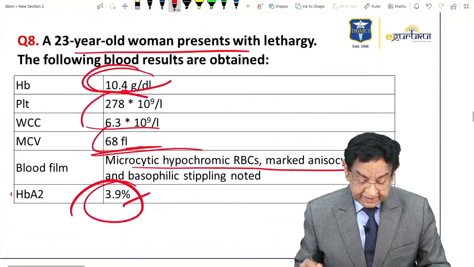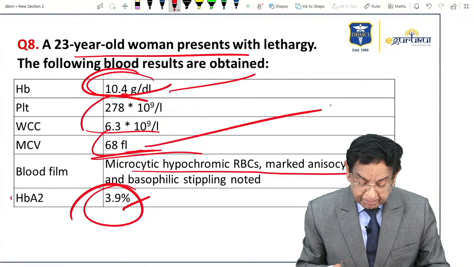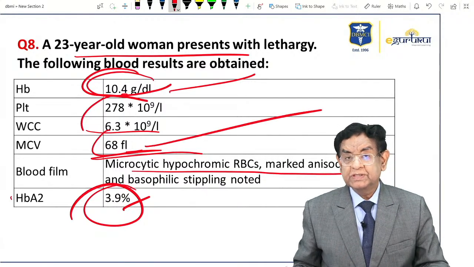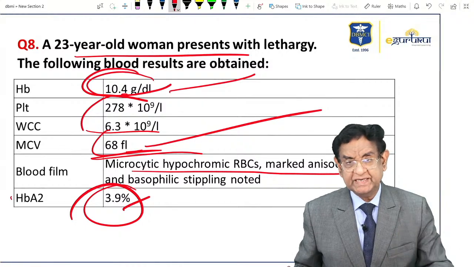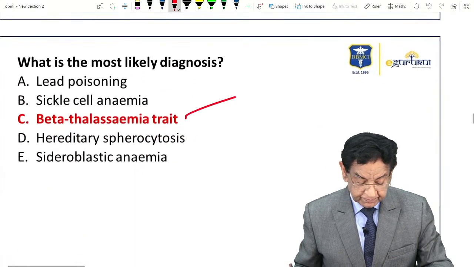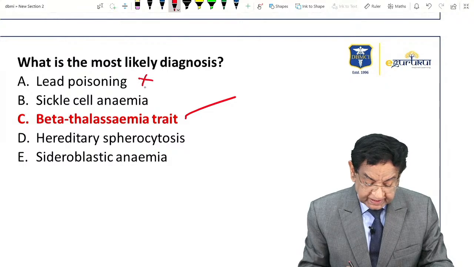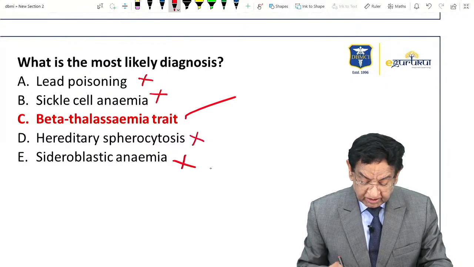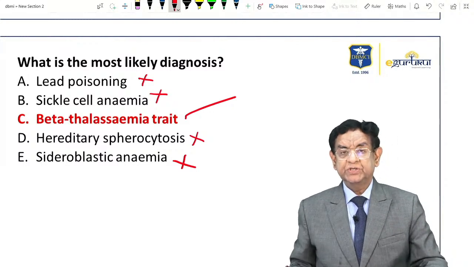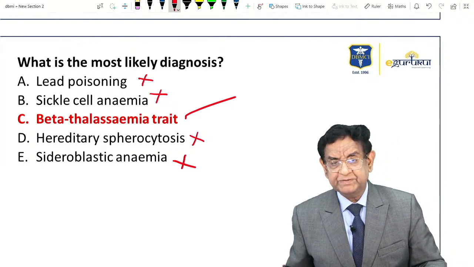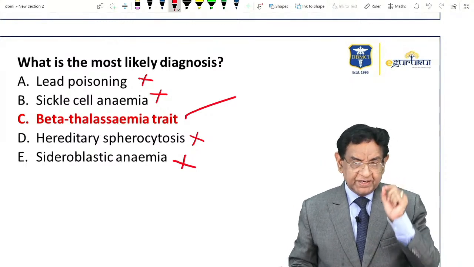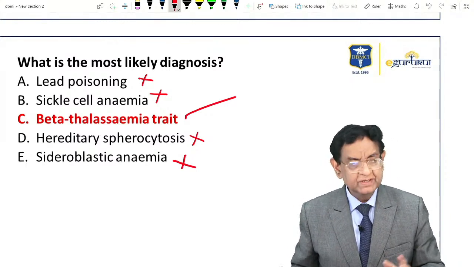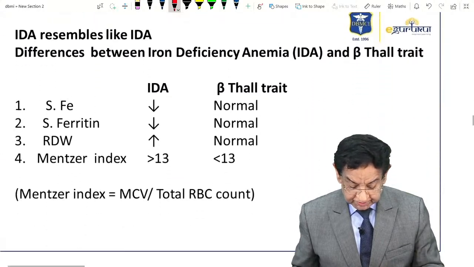So we are getting mild anemia, marked microcytosis with raised A2. This is beta thalassemia trait. This does not occur in lead poisoning, in sickle cell, or in any of the other conditions. You get this finding where HbA2 is increased and MCV is reduced out of proportion. So straightforward, we ruled out the rest.